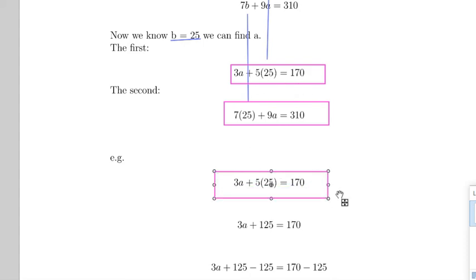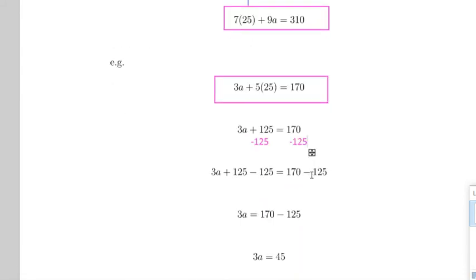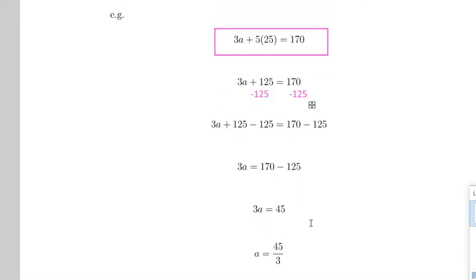3a plus 5 times 25 is 170. 5 times 25 is 125. So it's 3a plus 125. Now, I always do this with algebra. I know that this is a step that we don't actually need to keep repeating, but it's useful. If I want to get rid of that 125, I have to minus 125 from both sides. These are going to cancel. 125 take away 125 is 0. So 170 take away 125 is 45, and so I'm left with 3a equals 45.